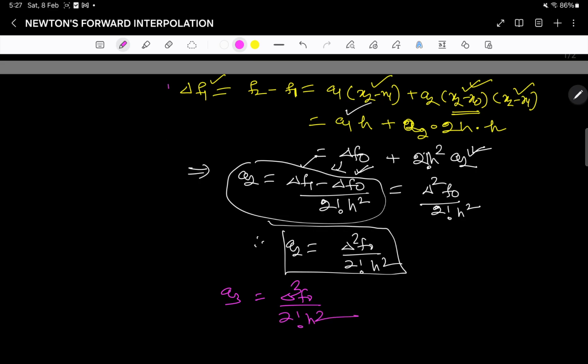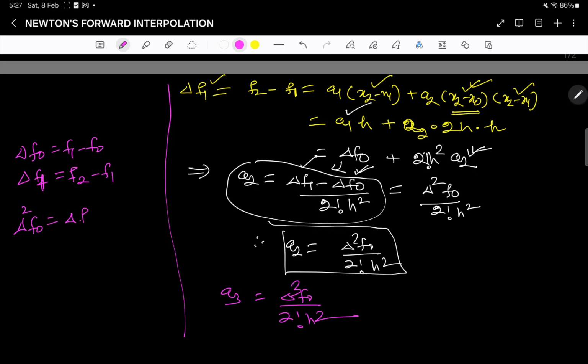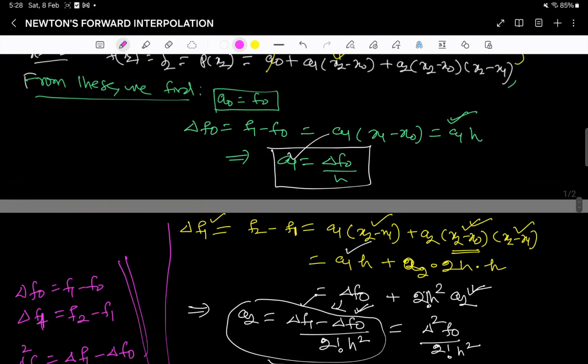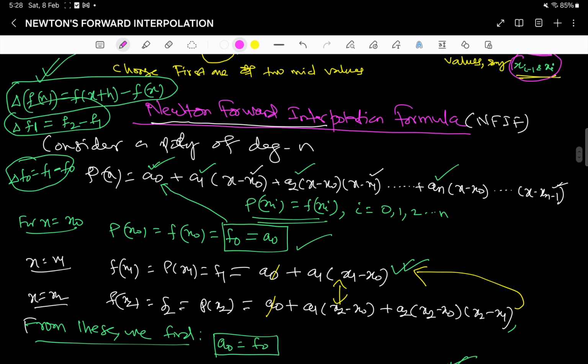Okay, so coming to the forward operator, del f0 is f1 minus f0, del f1 means next f2 minus f1. Likewise del square f0 means it is del of next f1 minus del of f0. Likewise. Okay, so while I tell you the properties of the forward differences, I will tell these details. Now we are going to use all these coefficients in the formula. Okay, now we use this in this formula.